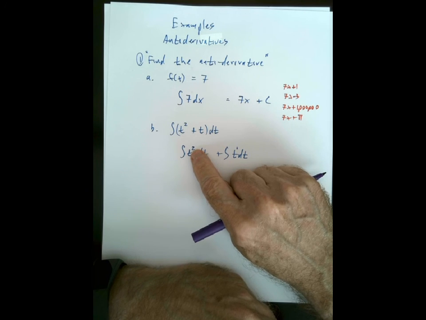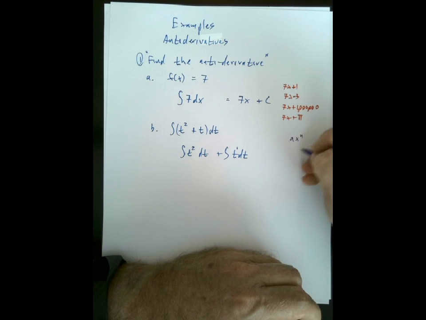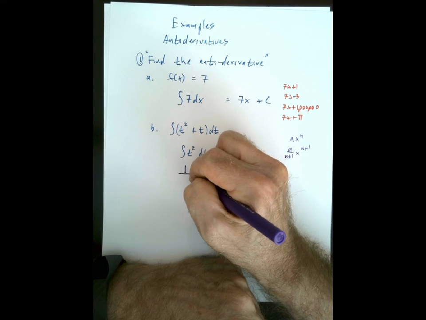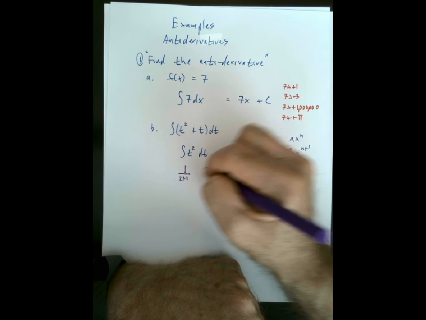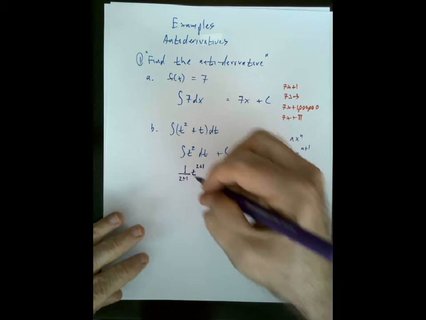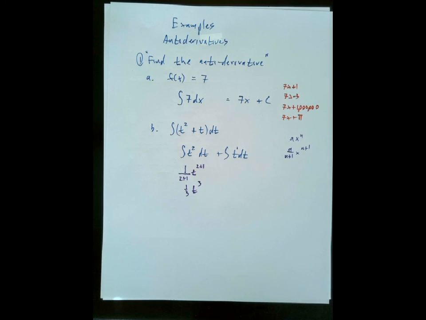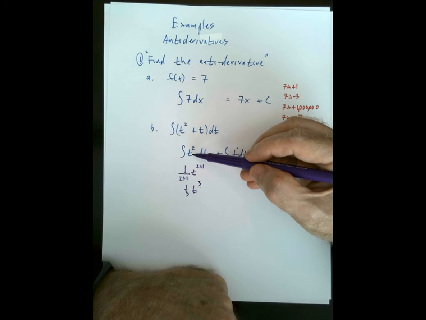Just to remind you, the power rule looks like this: if we've got a x to the n, the power rule is a over n plus 1, x to the n plus 1. So this is going to be 1 over 2 plus 1, t to the 2 plus 1, which is going to be 1/3 t to the third power. You can see that works out fine because if we work backwards and take the derivative of this, we'd end up with just plain t squared.